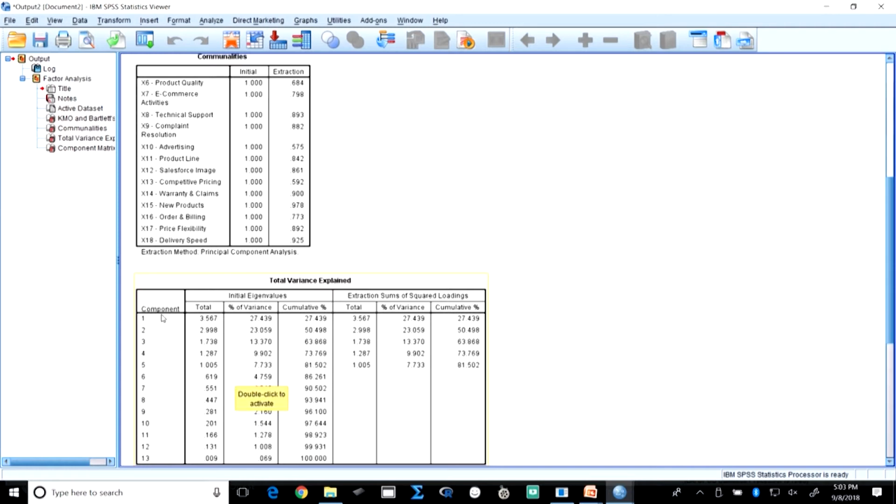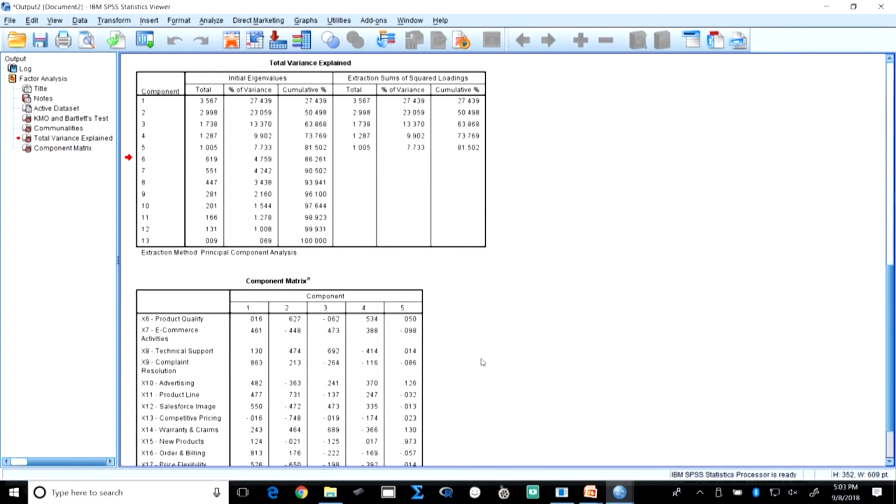Why is it called components? Because it is using the principal component analysis method, that is why it is called component, right. So, 5 components are explaining 81.5% of the variance, which is quite good, right. And you can see here the first factor is explaining 27.43% of the variance, the second factor 23, the third factor 13, fourth 9, fifth 7.